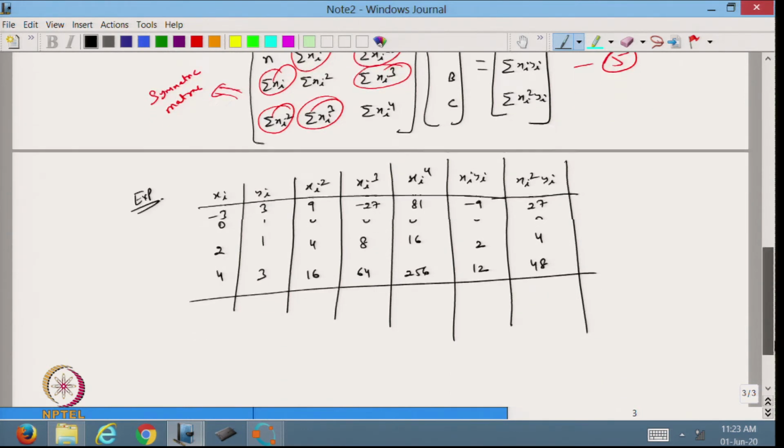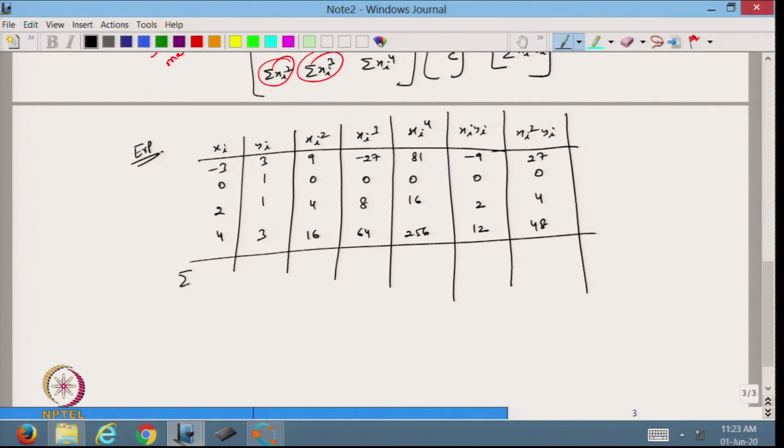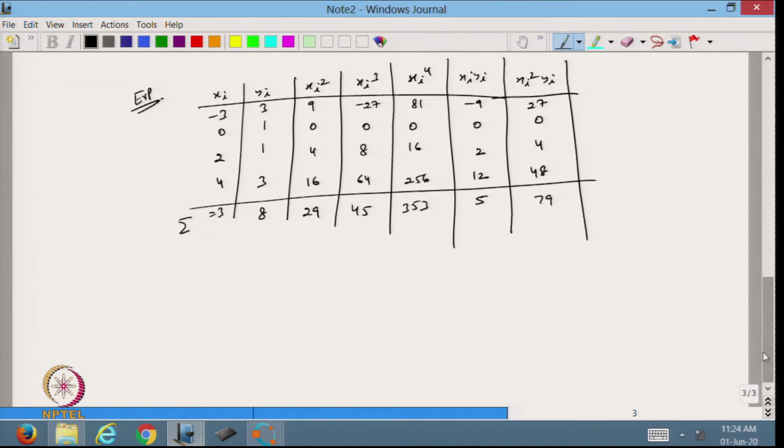Now, I just take the summation also. So, based on this one I just take the summation. So, this summation will be, in this case this will be 6 minus 3. So, this will be equal to 3, this is 8, it is 29, it is 45, 353, 5 and then it is 79. So, once I have this data, then I can find the value of A, B, C and then we should be able to get the curve fitting.